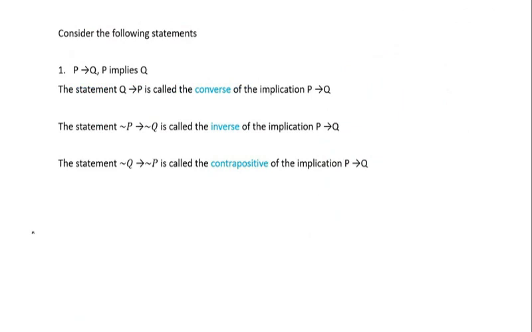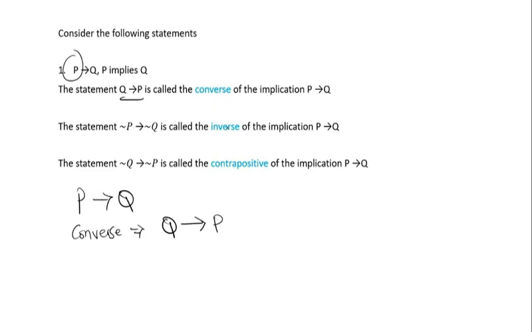Now let's consider the following statements. If we have a statement P, and this statement implies the statement Q, so we have P implies Q. Then the converse of the original statement is when we interchange the position of the two statements. That is, we now have Q implying P. So the statement Q implies P is the converse of the implication P implies Q.